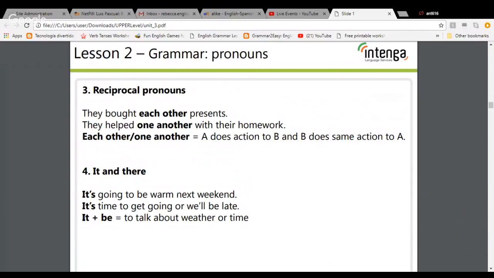And it's going to be warm next week. It again is the same thing. It's going to be warm. It's in the future. The situation of next weekend. The weather.